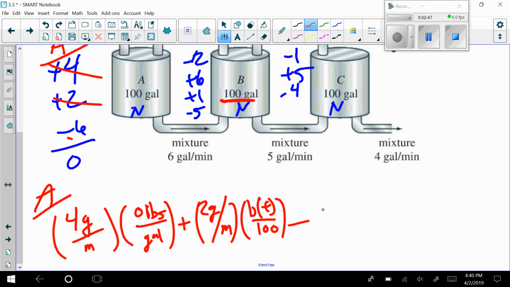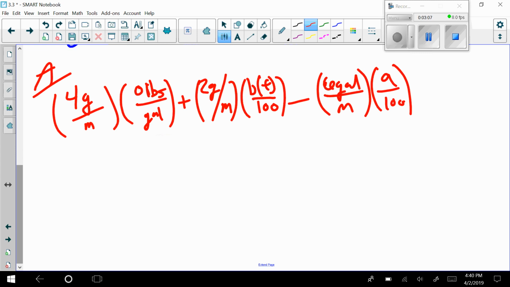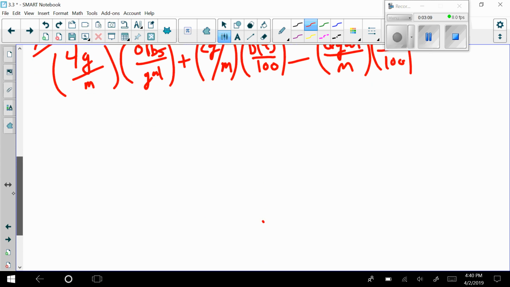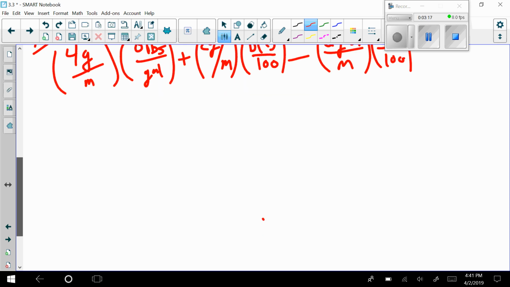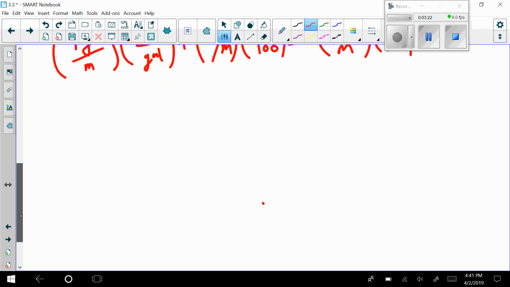Next is the 6. I have to subtract 6 gallons per minute, and where am I losing that? That's coming out of A, so that's A out of 100. And right there, my initial one, that is for A. In fact, maybe I'll take some space here and simplify it. This is 0. This would be 2 over 100, which would be 1 out of 50.